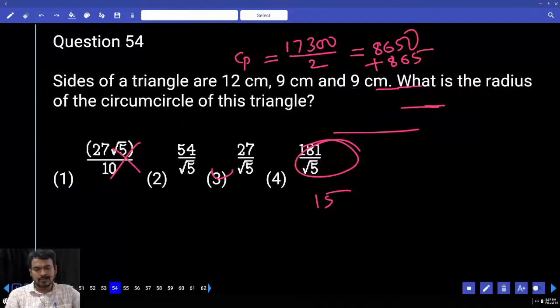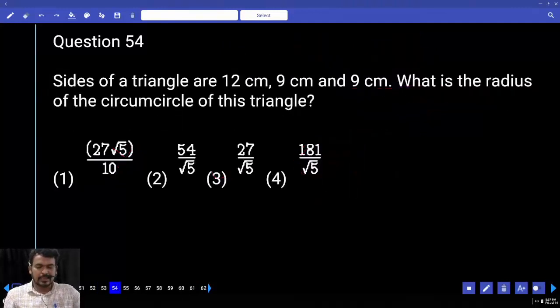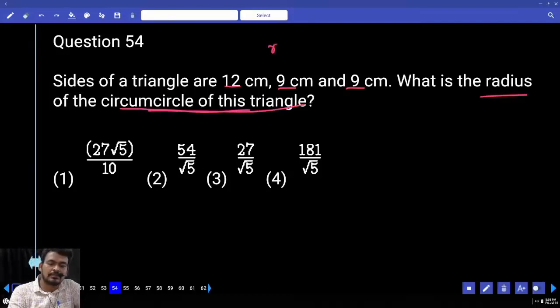Next question number 55. Sides of a triangle are 12 centimeters, 9 centimeters and 9 centimeters are given. What is the radius of the circumcircle of this triangle? The required radius of the circumcircle of the triangle. All the three sides are different, okay, then the radius value is equal to abc by 4 into the area, for which triangle? Scalene triangle. What is the scalene triangle area? S into S minus a.